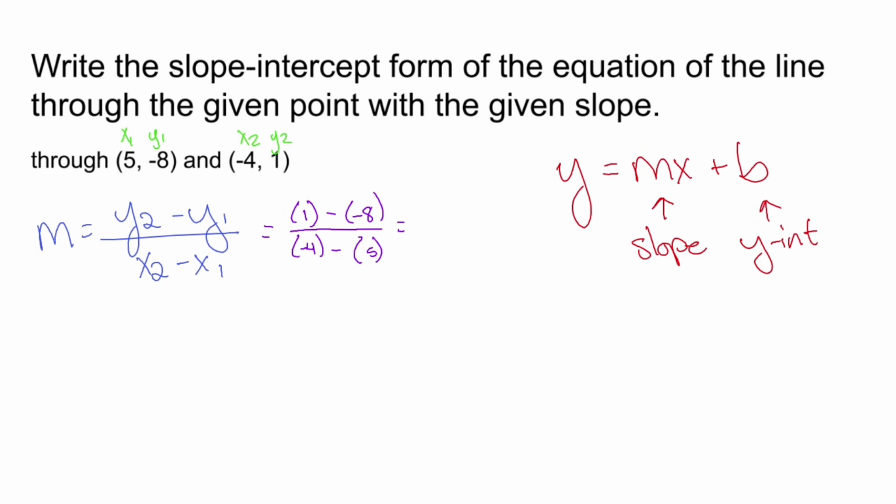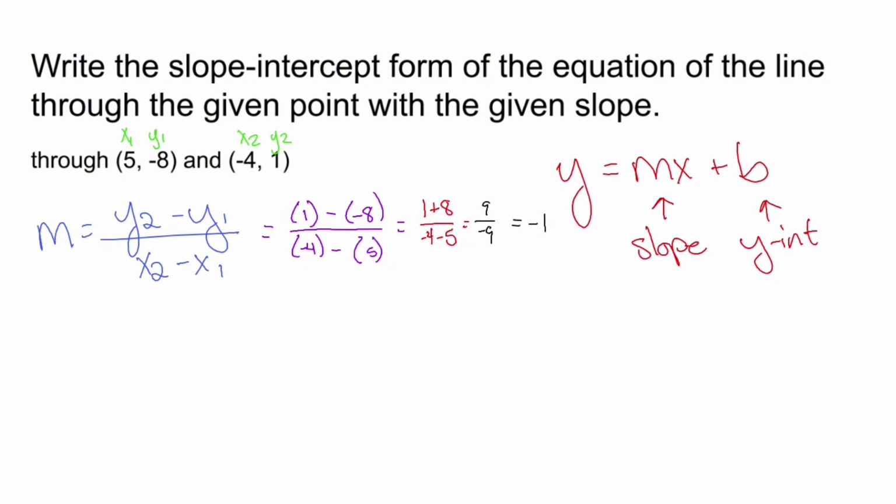So let's clean this up. Let's do a little bit of math. 1 minus negative 8 is the same thing as 1 plus 8 because the double negative makes it a positive. Negative 4 minus 5, nothing changes there. 1 plus 8 is 9. Negative 4 minus 5 is negative 9, and 9 divided by negative 9 is negative 1. So after all of that, I finally have a slope, and that slope is negative 1.